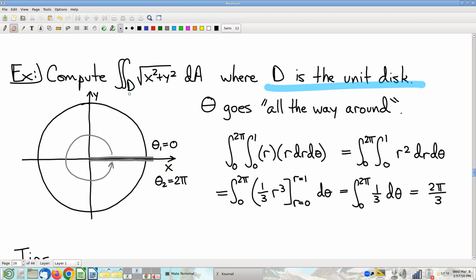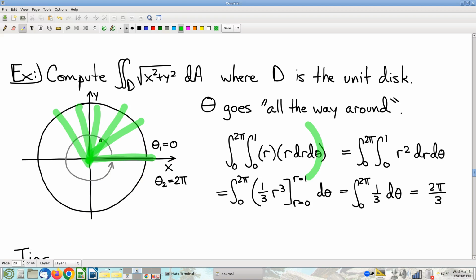So let's ask the question. Okay, well, how do we slice this up? D theta. What do theta slices look like? Well, here's our first theta slice, arguably, and then our theta slices kind of proceed along. And I'm just going to shorten that as well. It goes all the way around.